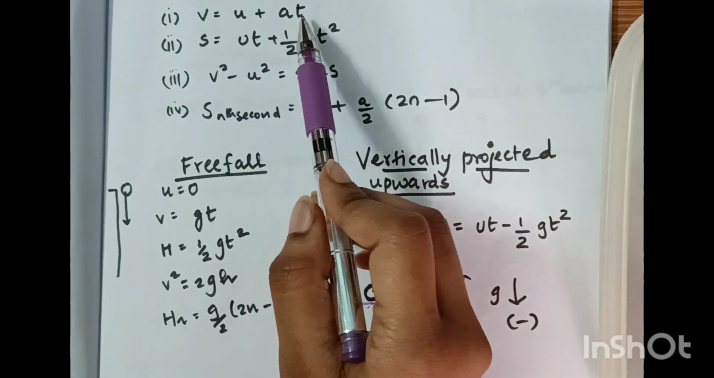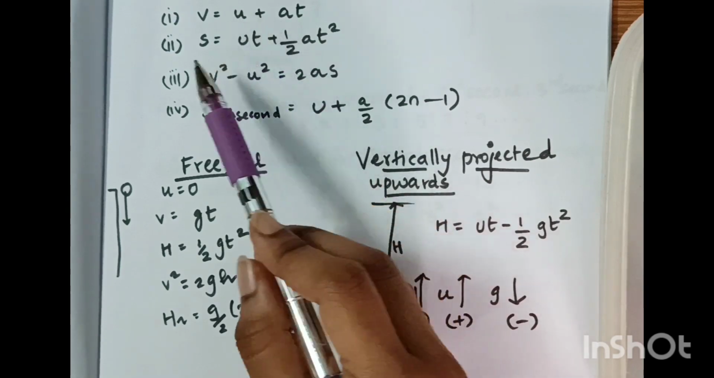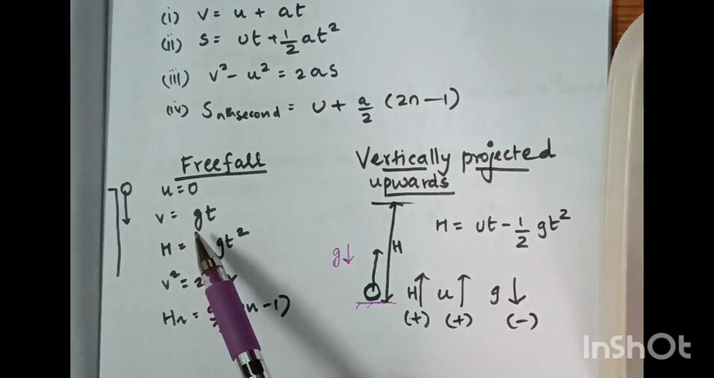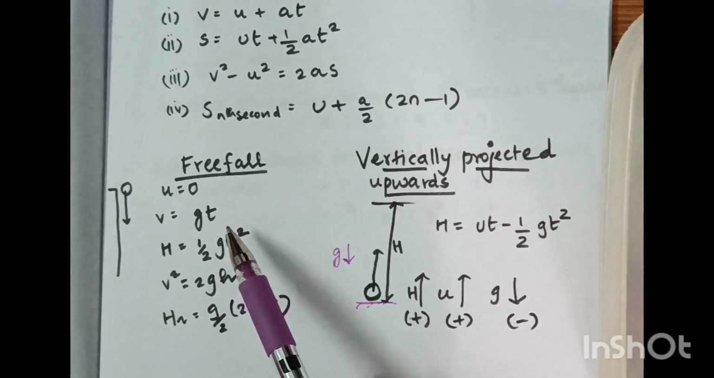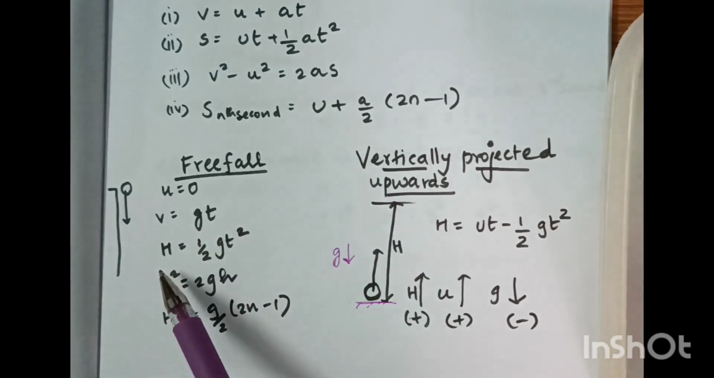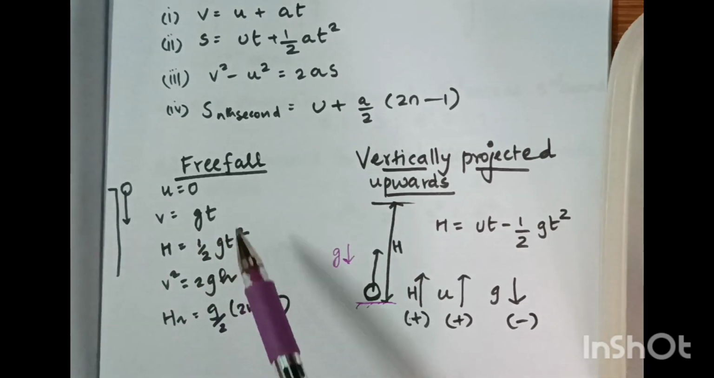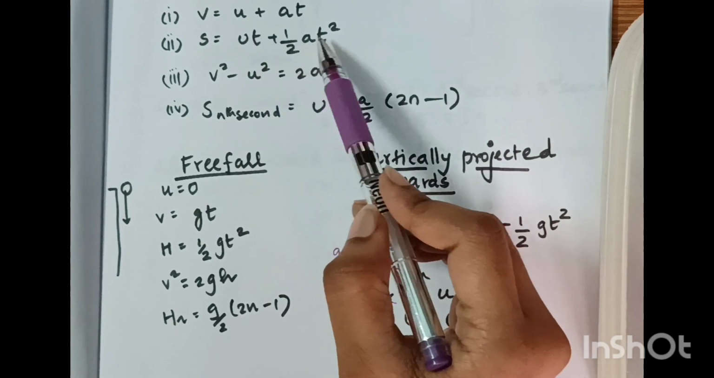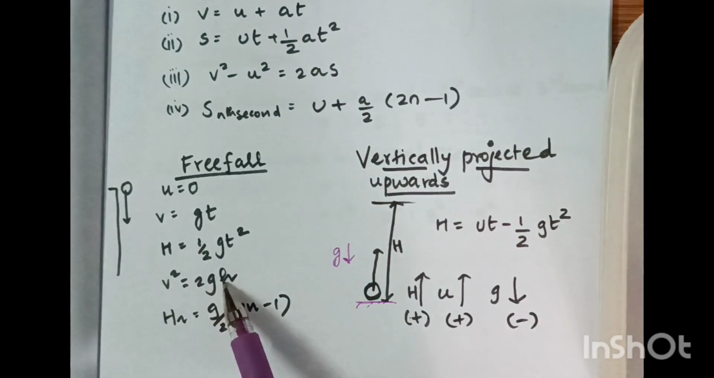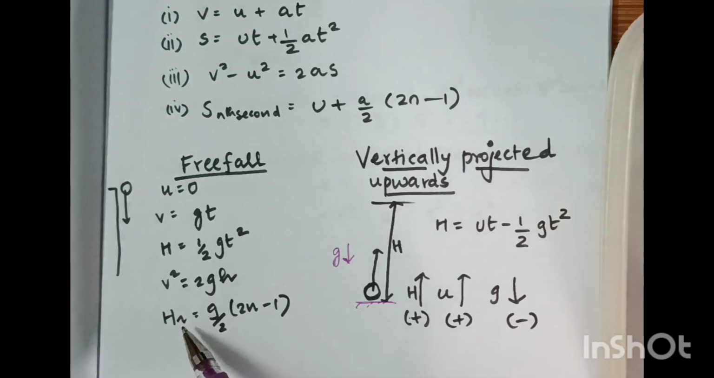v equals u plus at. Here u is 0, so v equals at. Here we are writing a as g, because during free fall there is only one acceleration, that is acceleration due to gravity. Next, h equals half gt square. Again here u is 0, so only half gt square. v square equals 2gh. Distance covered in nth second is g by 2 into 2n minus 1.